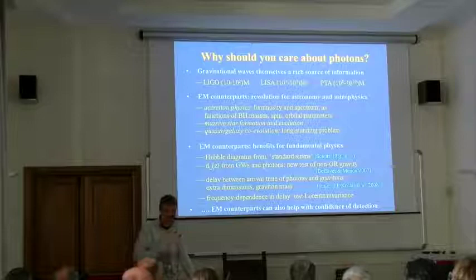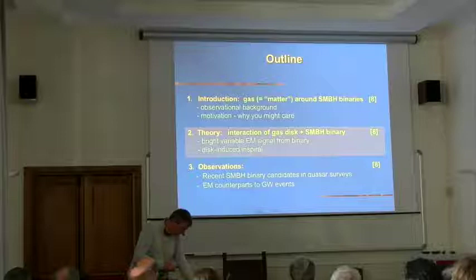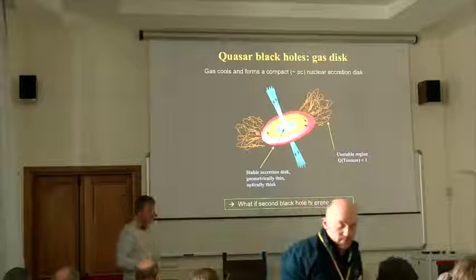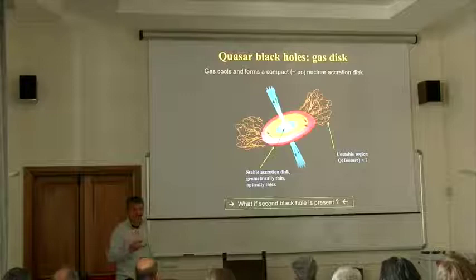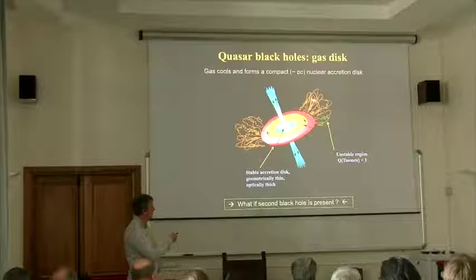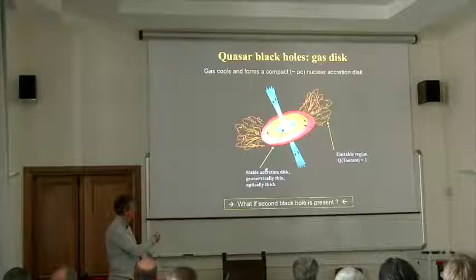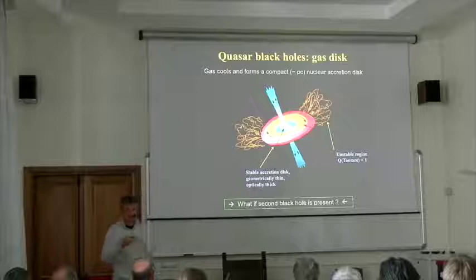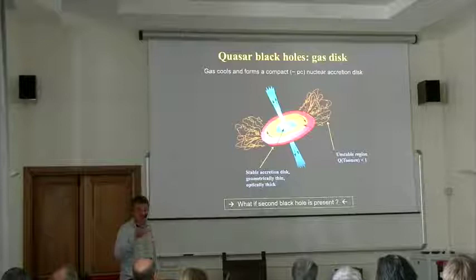Okay, so the second part of this talk will be now about modeling this process. So, as I said, we expect a gas disk to form around the binary. Now, for a single black hole, a supermassive black hole in the galactic nucleus, we have a very good working picture of how this happens. Quasars operate by having an accretion disk. It's not fully understood how this is fed, but for our purposes, there's a thin, stable, geometrically thin, optically thick disk of gas, which has viscosity, so it's accreting on the black hole and it's producing dissipation and photons.